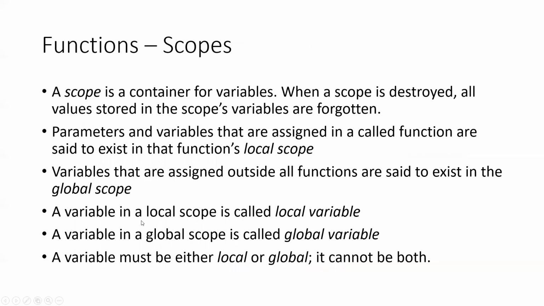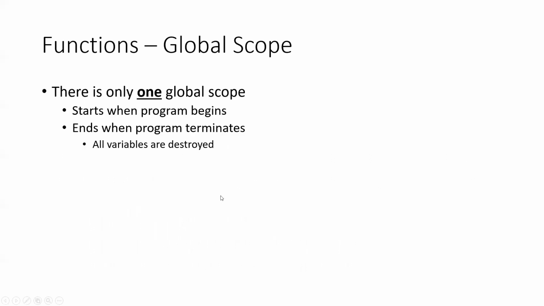When we talk about scopes, again, this is going to be extremely important for the midterm. It's one that everybody screws up. A scope is a container for variables, and once that scope is destroyed, all those variables go away. The big key here is variables that are outside of the function are in the global scope. A variable inside of a local scope is called a local variable. A variable in the global scope is called a global variable. And the variables must be either local or global. Cannot be both. All right.